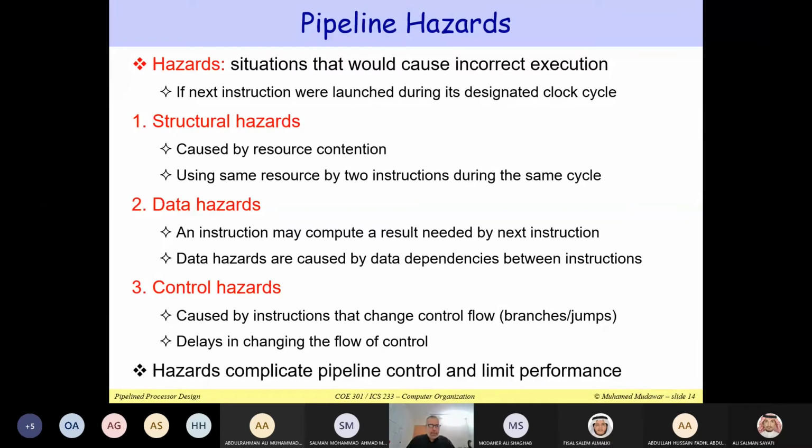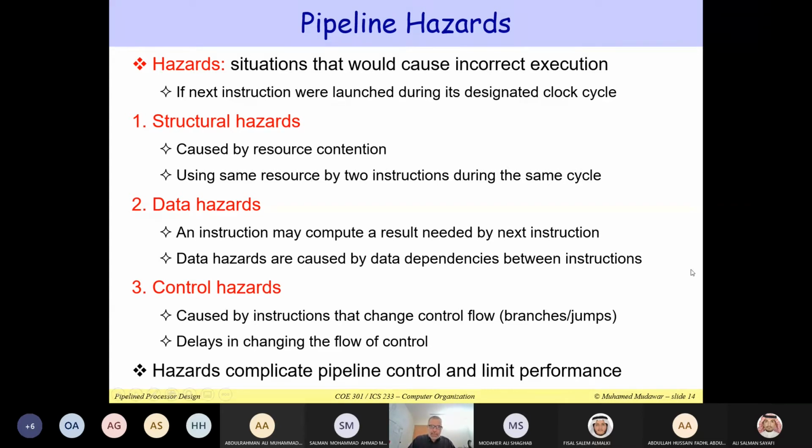The first type is structural hazards. I talked about it last time, and I will go over the same example briefly today. And we have data hazards, and I will go into the details of data hazards. Also we have the control hazards. The data hazards are caused by data dependencies between the instructions, whereas control hazards are caused by the jump and the branch instructions. These hazards complicate the pipeline control, and sometimes if they are not handled properly, they will also limit the performance of the pipeline.